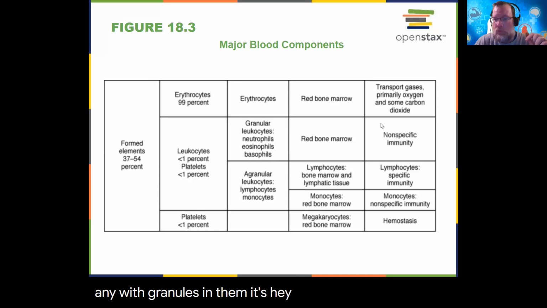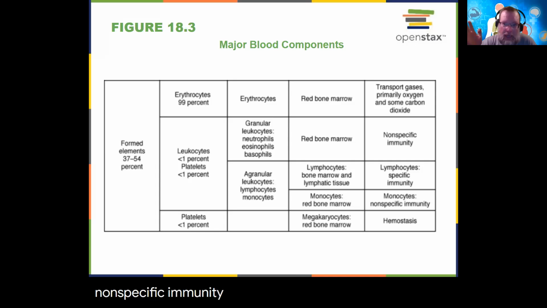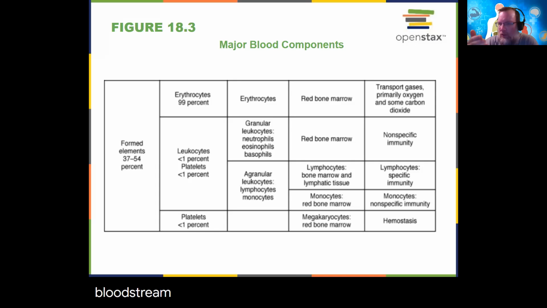These deal with basic immunity. So they do what we call non-specific immunity. Non-specific immunity has to do with kind of vacuuming up waste. If there's some sort of bacteria, or something that doesn't look like it belongs in the bloodstream, granular leukocytes will kind of keep things cleaned up. Now, eosinophils go after parasites.